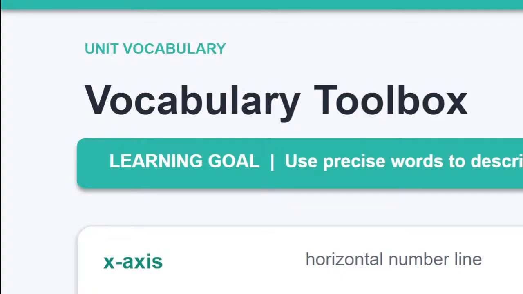Okay, also the locate toolbox. The x-axis is the horizontal number line, the y-axis is the vertical number line, the origin is the point (0, 0), a quadrant is one of 4 regions, an ordered pair is an (x, y) location, a vertex is the corner of a polygon, a regular polygon has all sides and angles equal, congruent means the same size and shape, a line of symmetry is a fold line making matching halves. Corresponding means matching parts of figures.